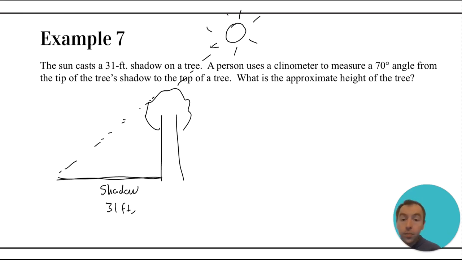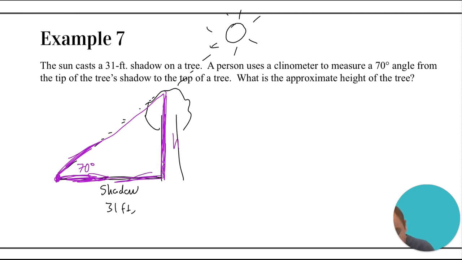And so from the tip of the tree shadow, this person is standing right here, and they measure a 70 degree angle from the tip of the tree shadow to the top of the tree. So I'm assuming that we can assume this is an angle of elevation, so a 70-degree angle up to the top right there. We want to be able to figure out what is the height of this tree. So what is h, right?